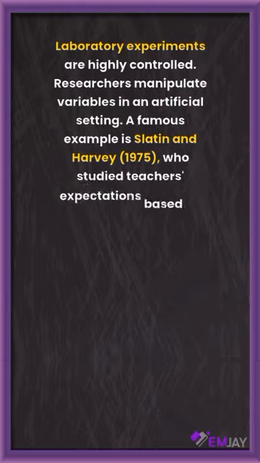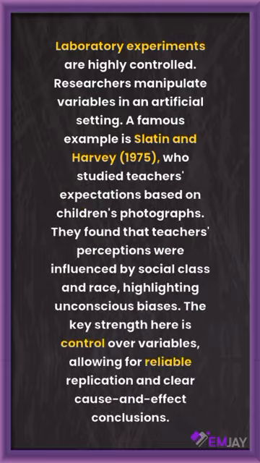Laboratory experiments are highly controlled. Researchers manipulate variables in an artificial setting. A famous example is Slatin and Harvey 1975, who studied teachers' expectations based on children's photographs. They found that teachers' perceptions were influenced by social class and race, highlighting unconscious biases. The key strength here is control over variables, allowing for reliable replication and clear cause and effect conclusions.